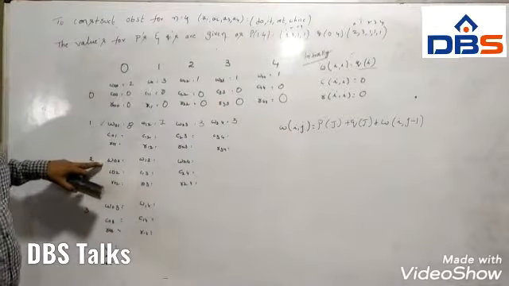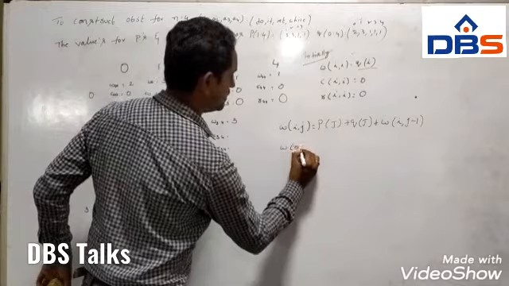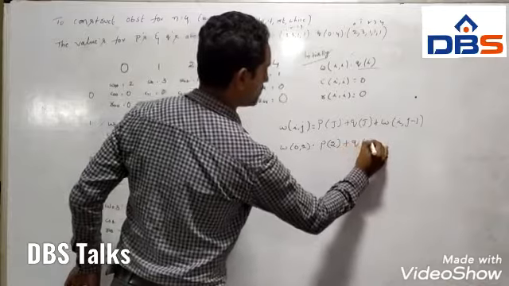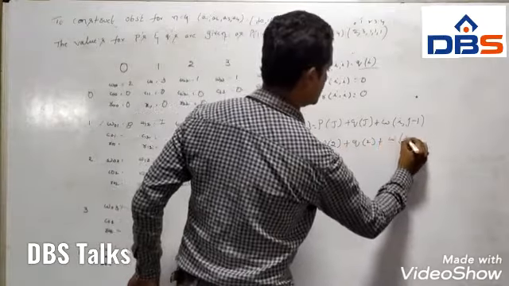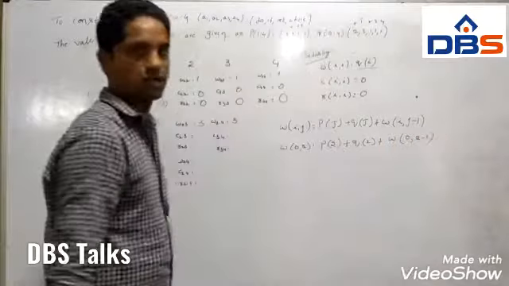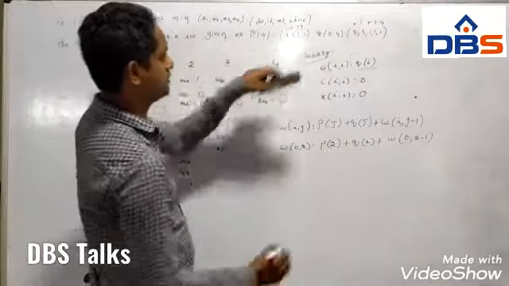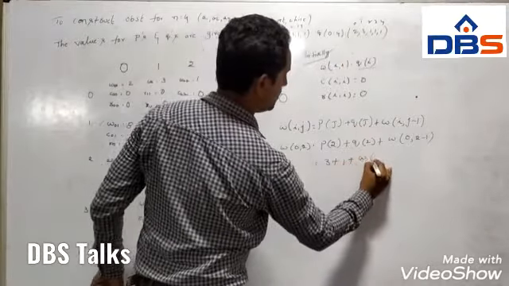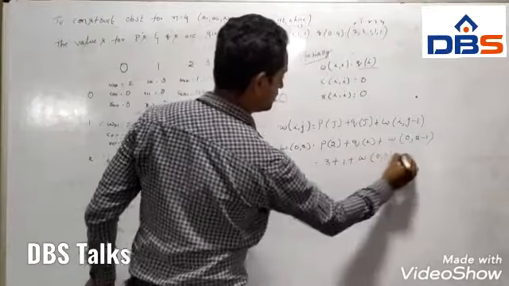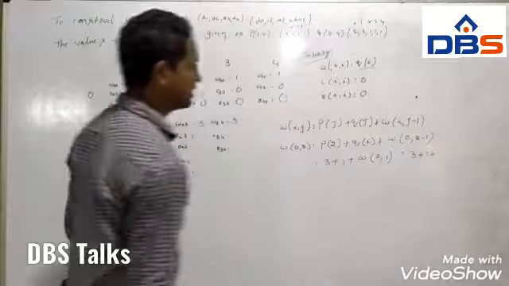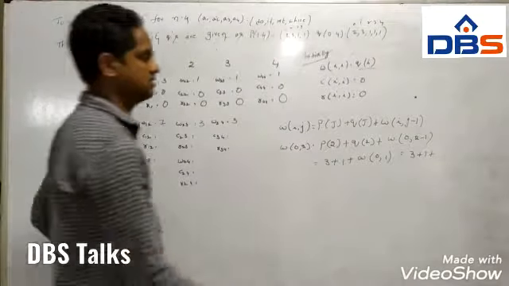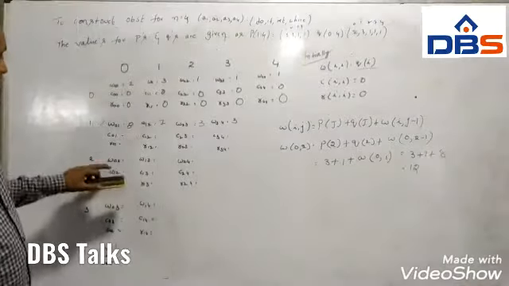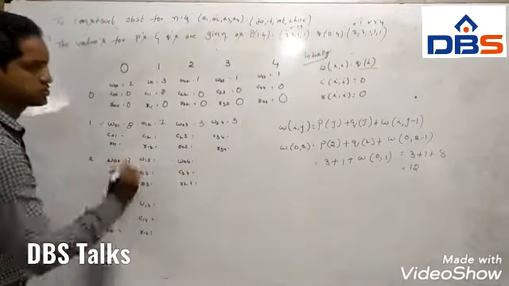Next we construct W02. W of 0 comma 2 equal to P of 2 plus Q of 2 plus W of 0 comma 2 minus 1, that equals P of 2 equal to 3 plus Q of 2 equal to 1 plus W of 0 comma 1, which is 8, that equals 12. Okay, W of 0 2 equal to 12.